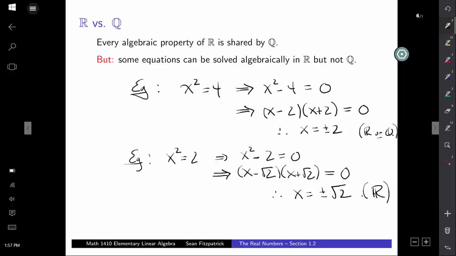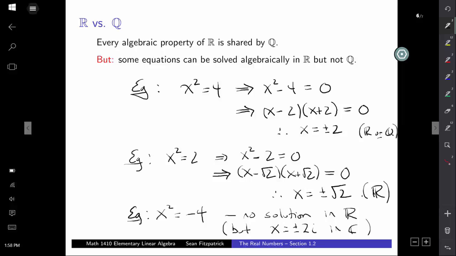Now, just to throw this in, because we're going to be getting to it soon, the other thing you could ask about is, well, what about x squared equals minus 4? That's something that has no solution in the real numbers. But if we allow ourselves to work over the complex numbers, we would find that x is equal to plus or minus 2i in the complex number system. So we'll be looking at examples like that coming up pretty soon.